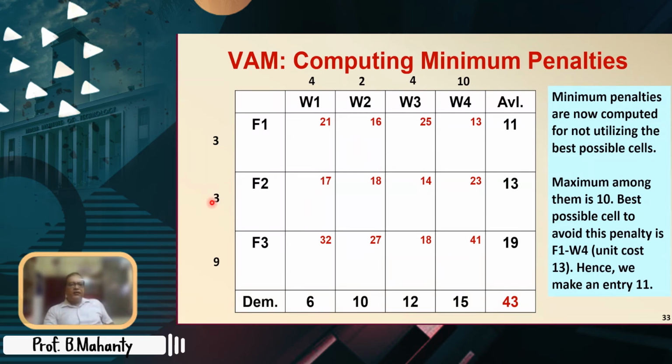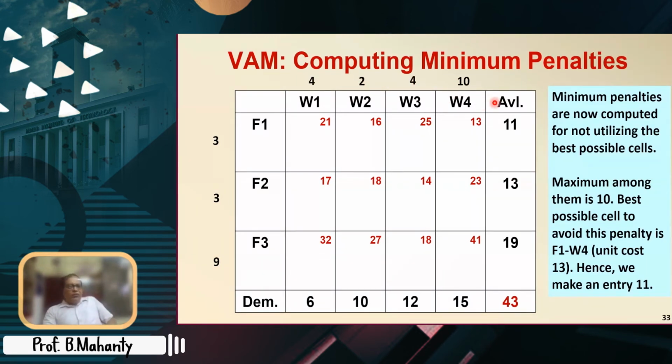So similarly, in this row, best square is 14, next best is 17. So penalty is 3. Here 18 and 27, so 9. This way 17 and 21, that is 4, 16 and 18, that is 2, 14 and 18, that is 4, and 13 and 23, that is 10. So these are the minimum penalties: 3, 3, 9, 4, 2, 4, 10.